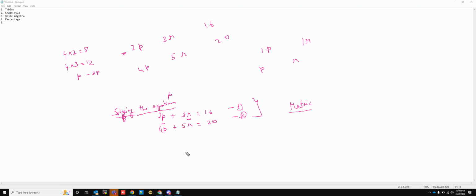Okay, so what I will do is I will multiply the first equation by 2. If I multiply by 2, it will give 4P plus 6R is equal to 32.